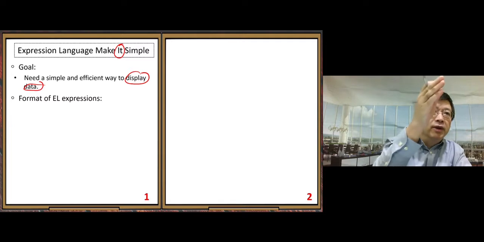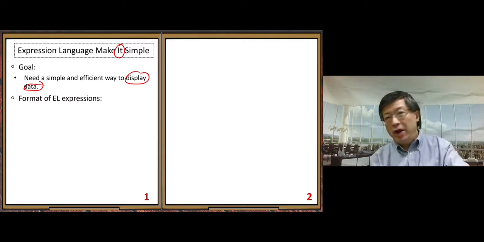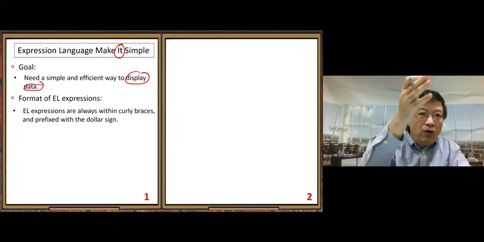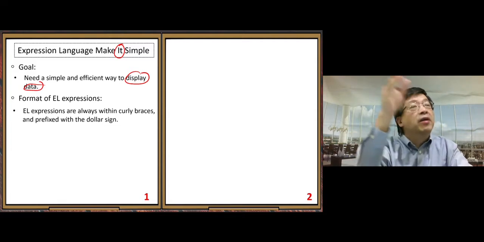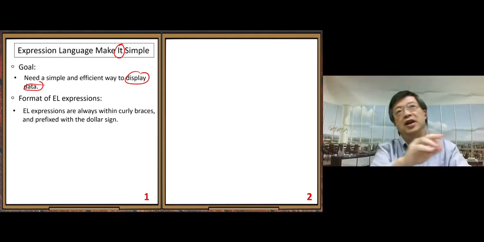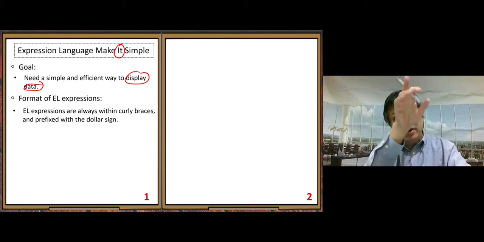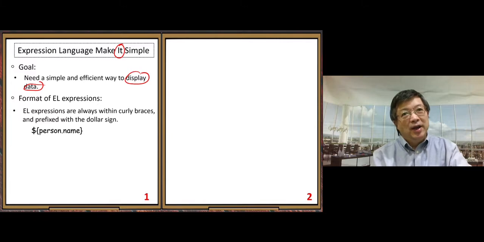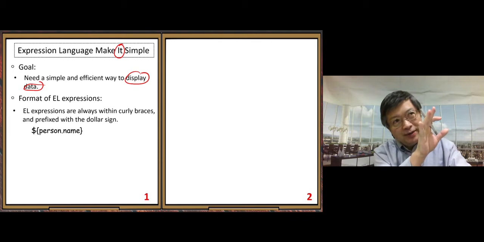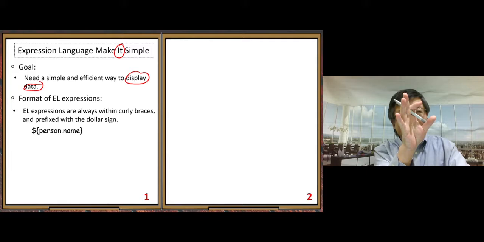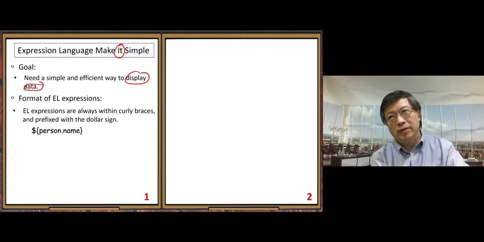Format of EL expressions. The format is very simple. EL expressions are always within a pair of curly braces, prefixed with a dollar sign. Dollar sign, and after that, curly braces. So the format is like this: person dot name. Person is some object, the reference of some object, or we can also call it the variable name, but it's an object.